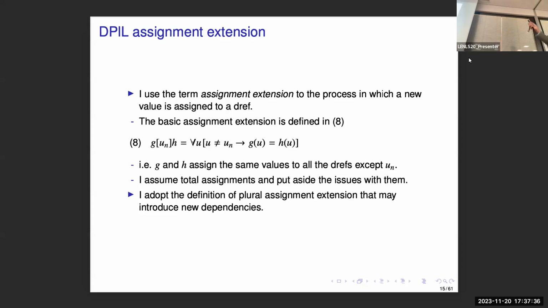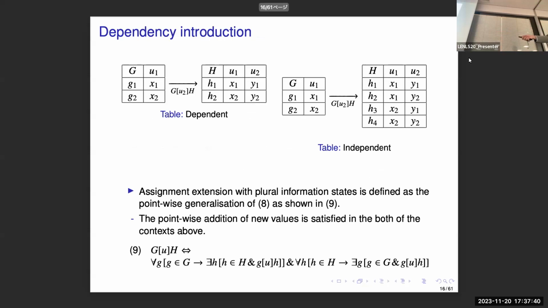And I have to generalize it over a set of variable assignments in this setting. And this is one way to do this. So it's a point-wise extension of assignment extension for a set of information states. And the point of taking this is that now you can introduce new dependency by assigning new values spreading across different pairs of the set of variable assignments. So here this is dependent by definition, and this is not dependent by definition, and both are allowed by this.